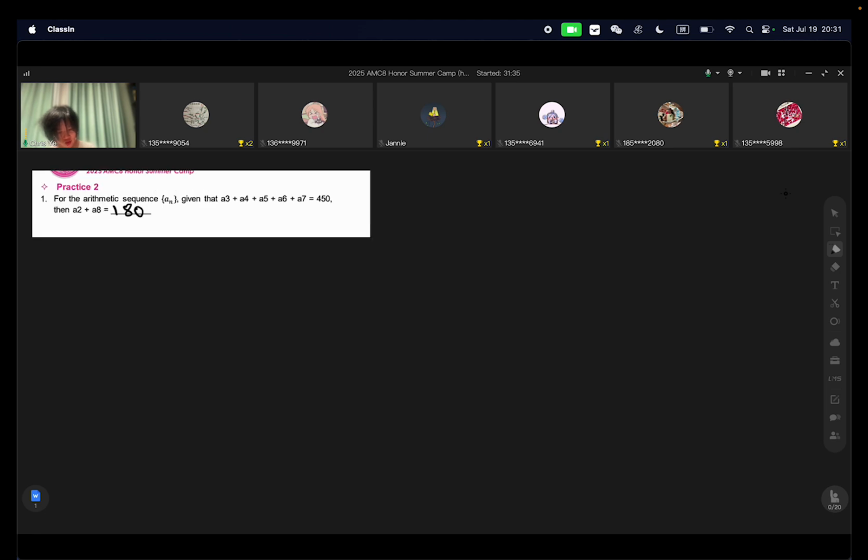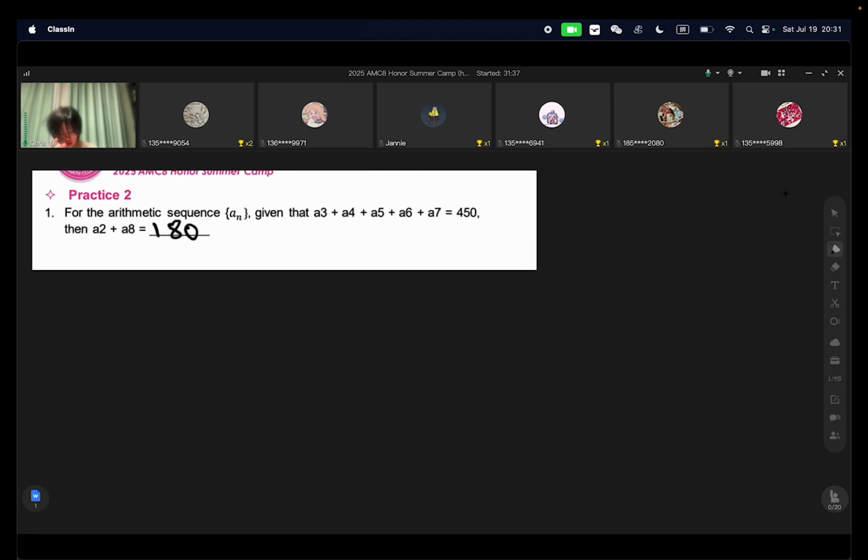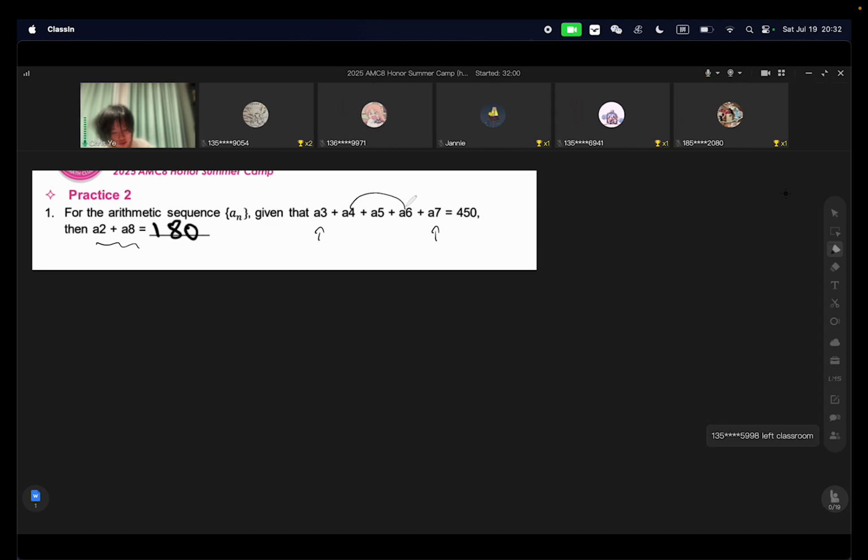There are actually two ways to solve it. The first one is I'm going to use the formula that we learned before, that the sum of the two numbers on the side is going to be the same as the sum of the two numbers in the middle. So let's say that there are A3 and A7. The sum of A3 and A7 is going to be the same as A2 plus A4. And the same applies to these two numbers.